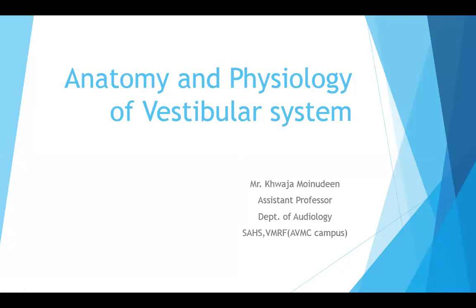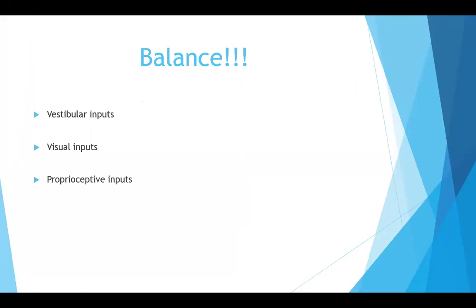Today we'll be seeing about the anatomy and the physiology of the vestibular system. Balance. If I have to say that my hearing is normal, assessment of the auditory system is enough. With those results, I can say that my hearing is normal. And the same goes with the visual system. If we assess the visual system, we can comment on the visual system.